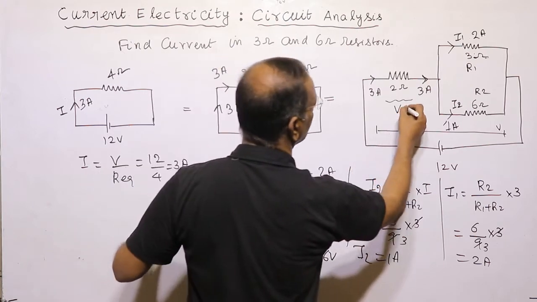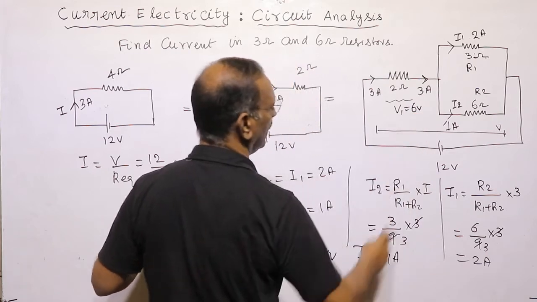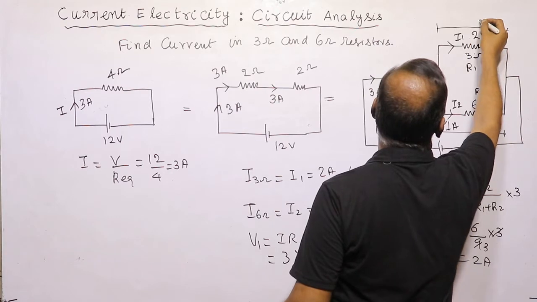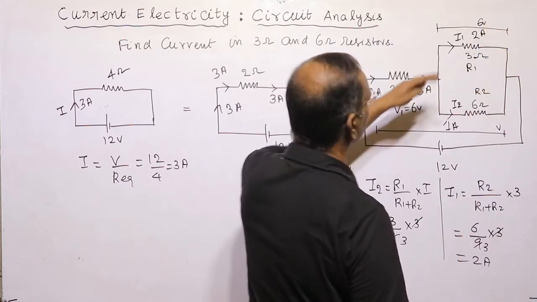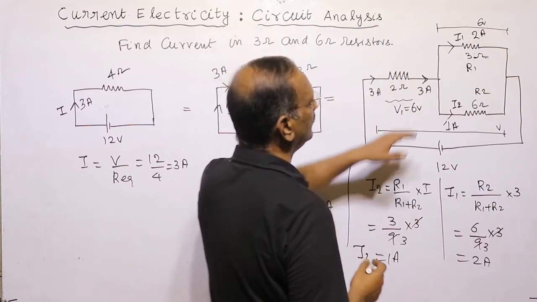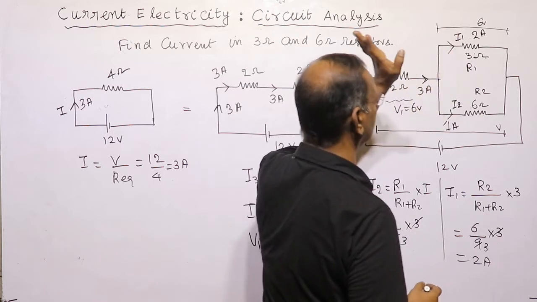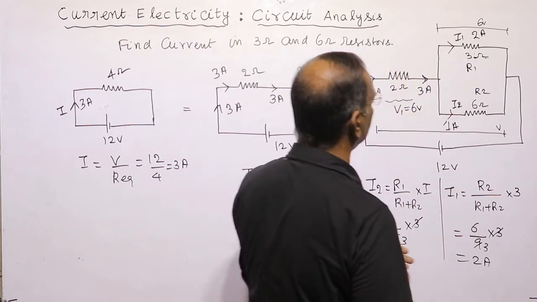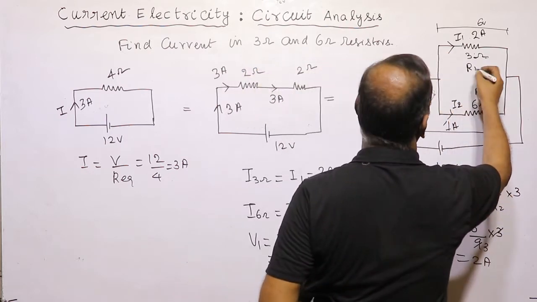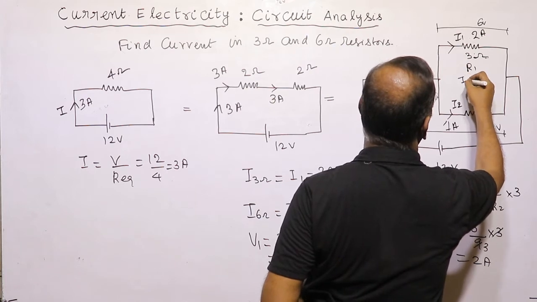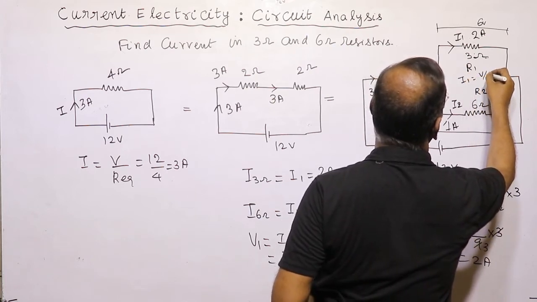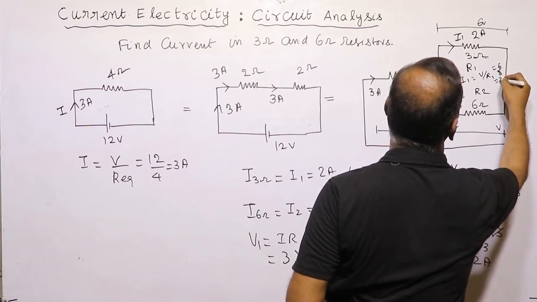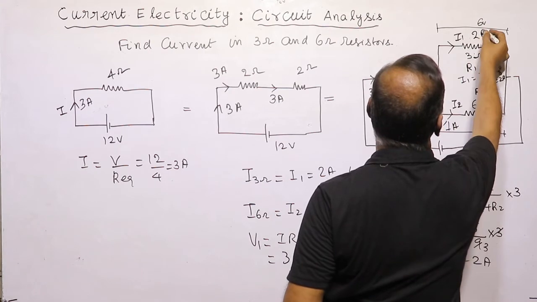It means 6 volt is dropped here. Out of 12, 6 volt is dropped. So the remaining 6 volt will be dropped across the parallel combination. Why? Because these both are in parallel, and in parallel the voltage across this is equal to the voltage across this one. So 6 volt is available here also. What is I1? I1 is equal to V by R1, V is 6 divided by R is 3, equal to 2 ampere. So as before, we find 2 ampere.